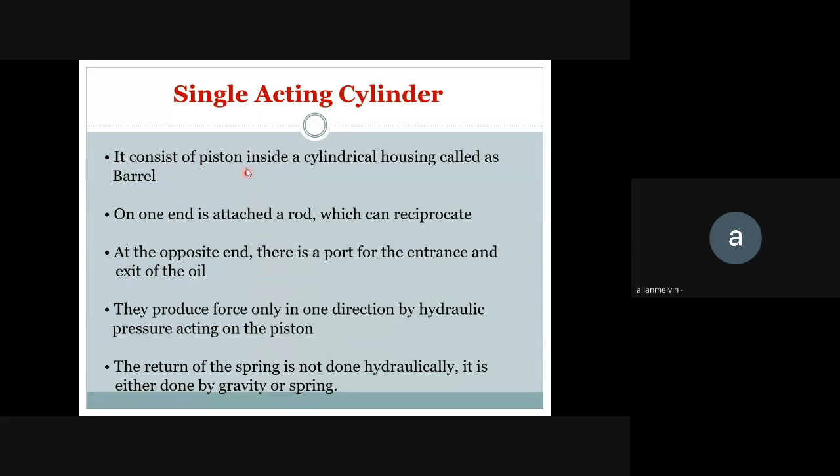consists of a piston inside a cylindrical housing called the barrel. On one end is attached the rod, which reciprocates. Reciprocate meaning it moves in and out. On the opposite end, there's a port for the entrance and exit of the hydraulic oil. So normally we will have one port. For it to extend, the return will be based on the spring.